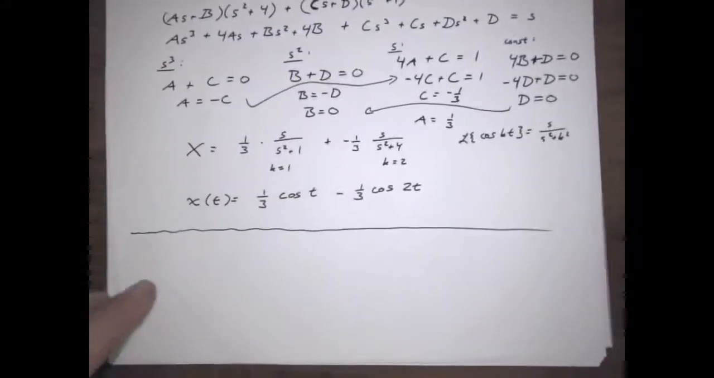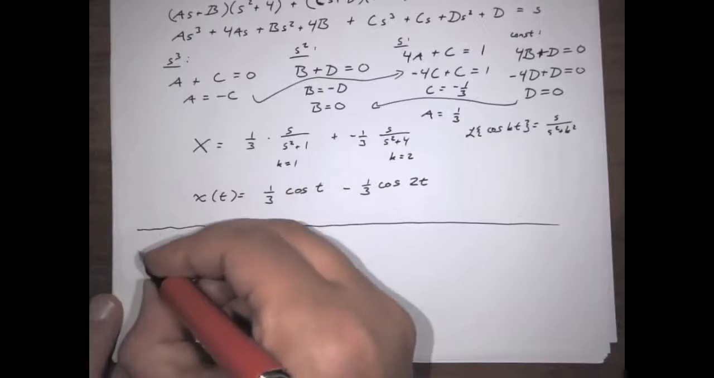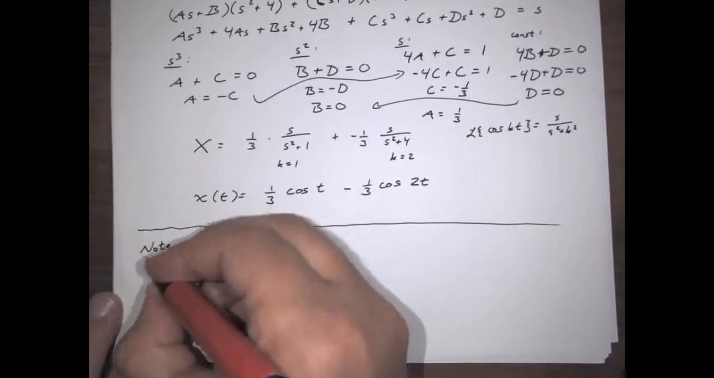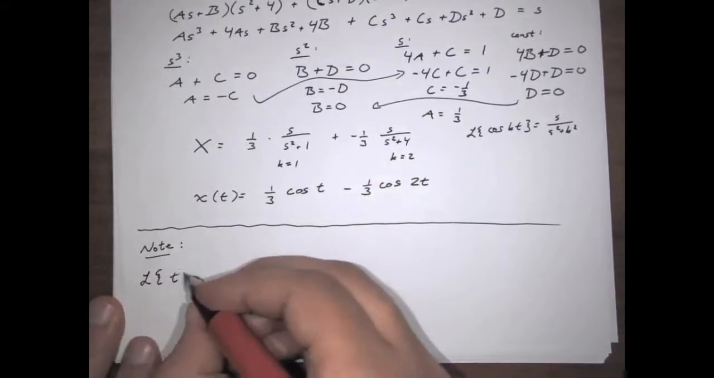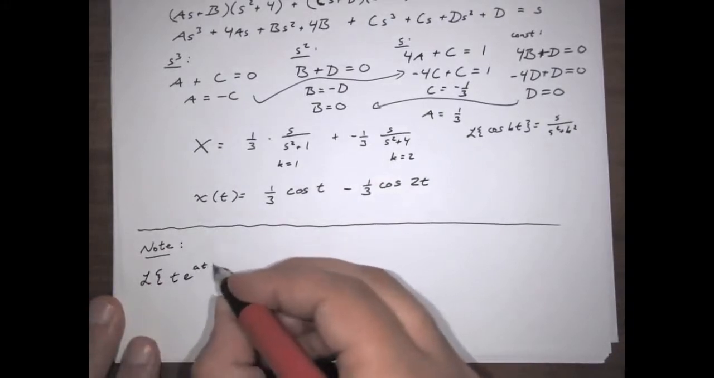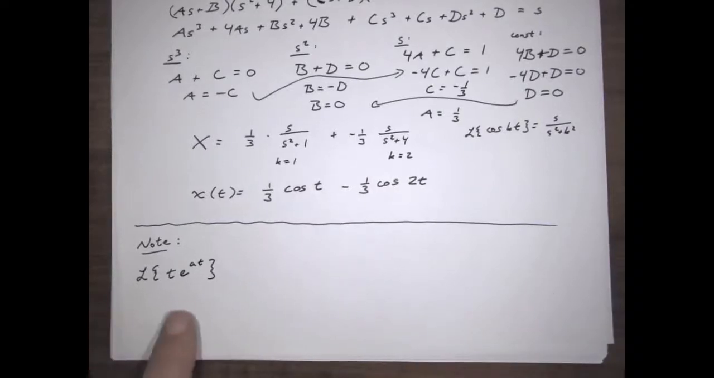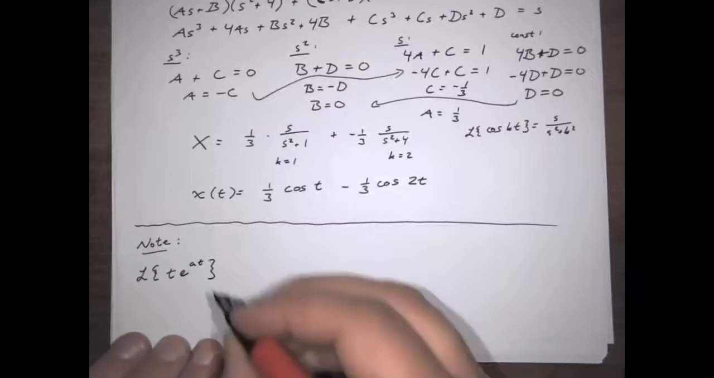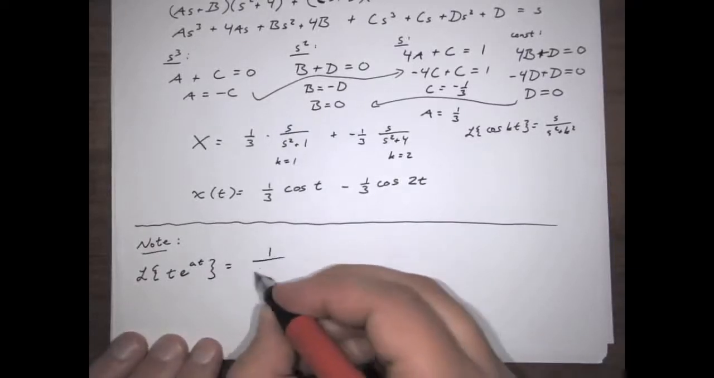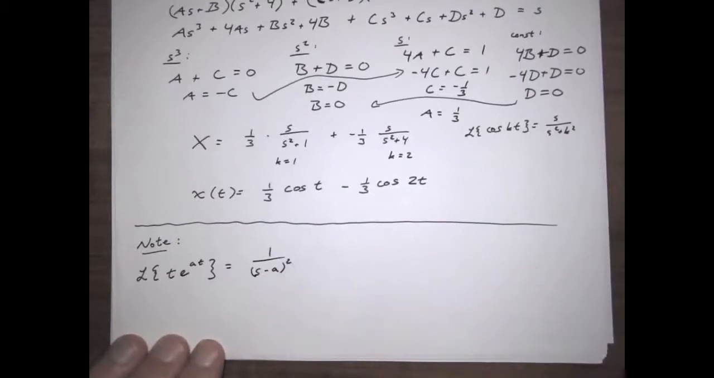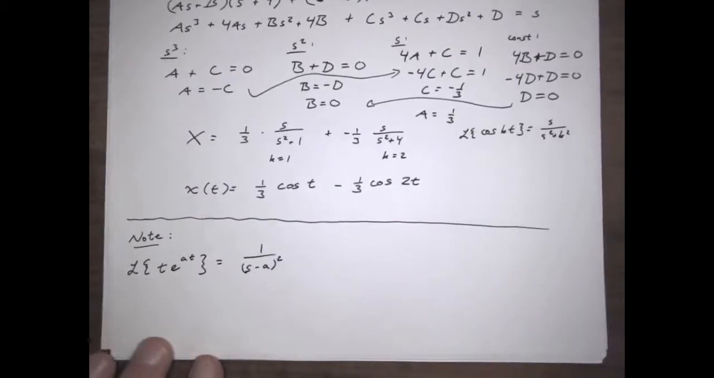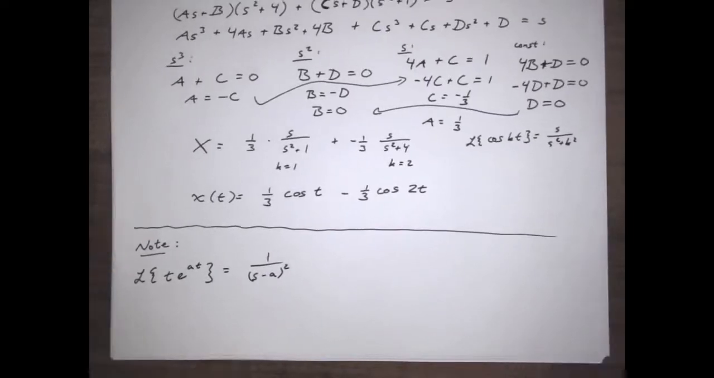Now, a useful fact that's going to come up in future problems is the following, so let's make a note of it. If I have the Laplace transform of t e to the at, so this is not the same as e to the at, it's t e to the at, this is equal to 1 over s minus a squared. Now we'll explore some connections here that will make this fit into more context later.